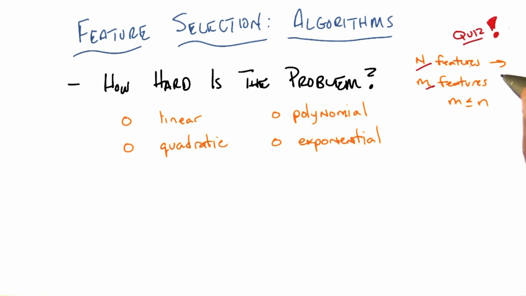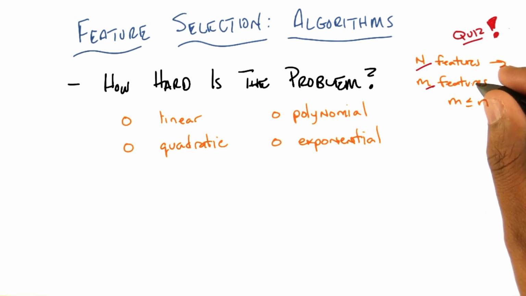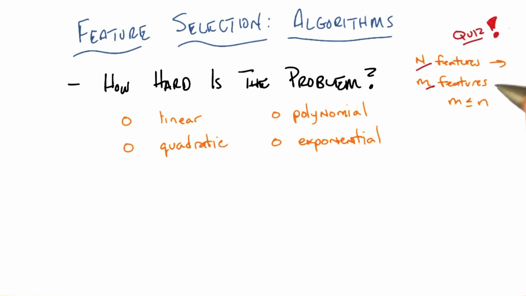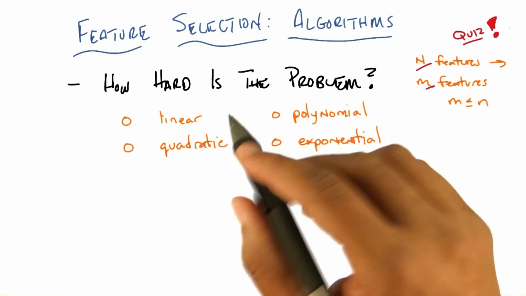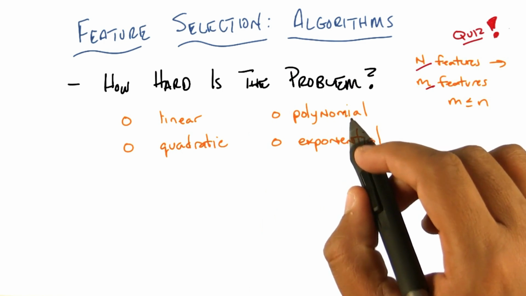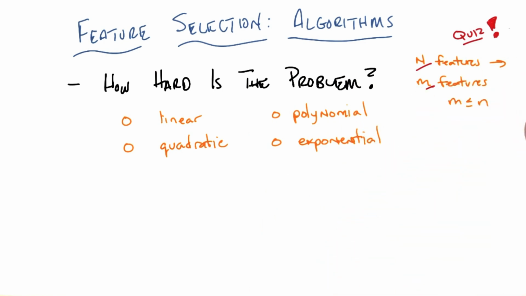And so what I want you to tell me is, given this generic problem of starting with n features and finding a subset of m features, how long does it take in terms of time complexity? Is it linear, quadratic, polynomial, or exponential in n? Polynomial includes linear and quadratic, so you mean polynomial that's not linear or quadratic. That's right. And I mean quadratic that's not linear. Got it. And I mean exponential that's not polynomial or quadratic or linear. Well, it could be. You could have 2 to the n plus n squared, for example, times 0. You could do it.